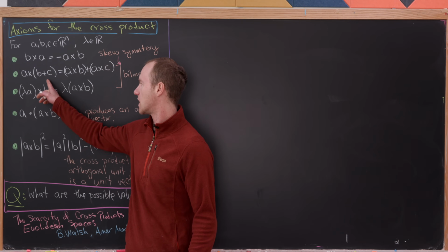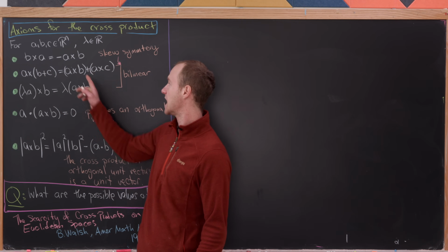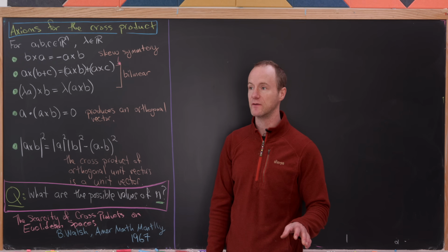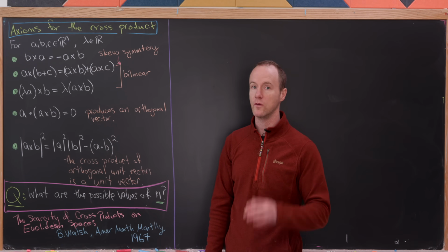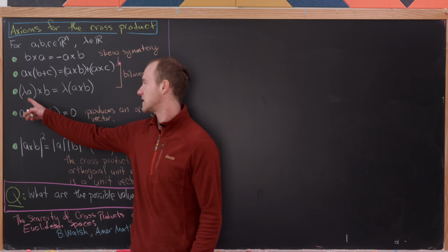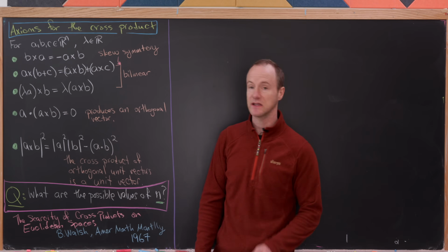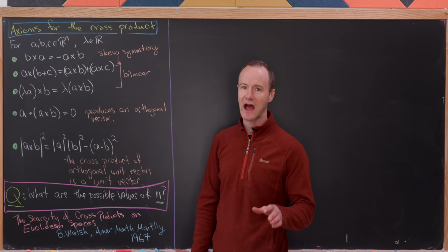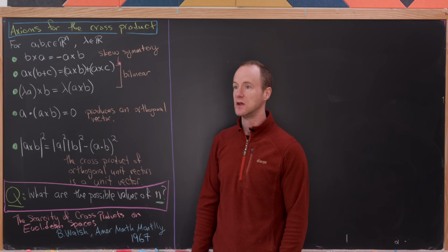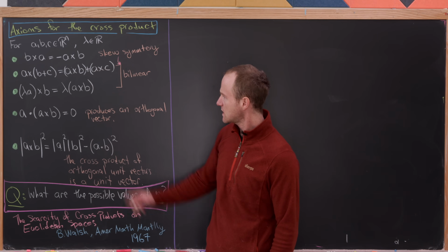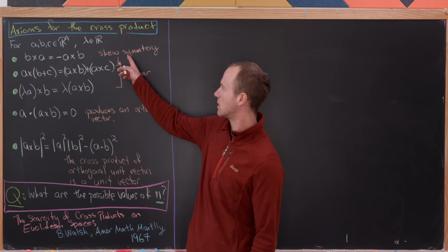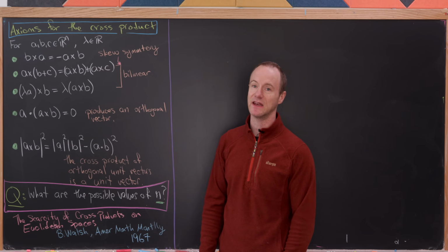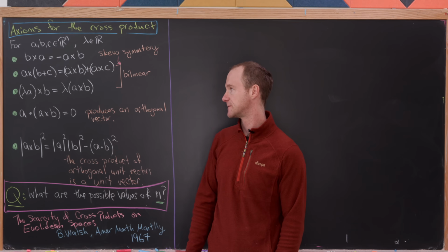Okay, so let's look at the next two axioms. So we have A cross (B plus C) is A cross B plus A cross C. So that's like some sort of distributive rule of the cross product over addition. And then we have (lambda A) cross B is lambda times (A cross B). In other words, you can factor out scalar multiplication in this cross product. But if you put these two things together along with skew symmetry, you get so-called bilinearity of this cross product.